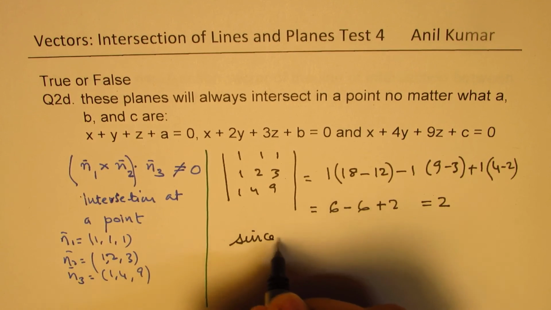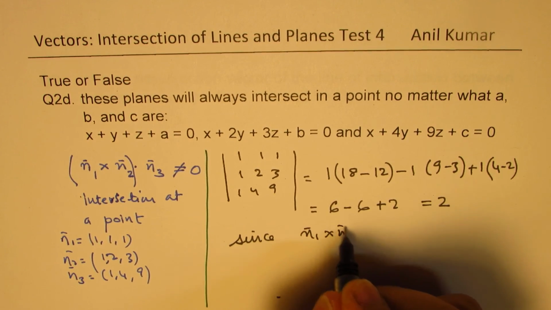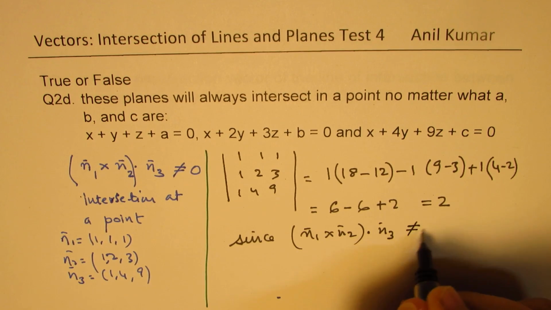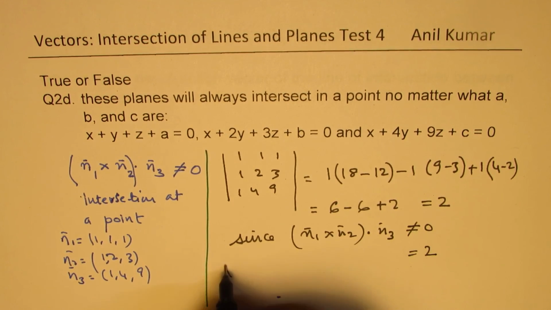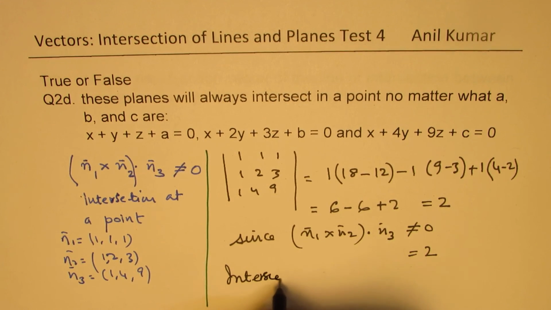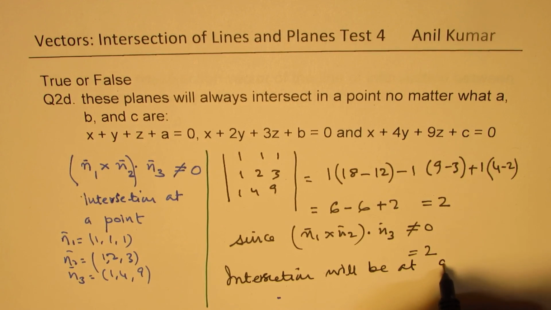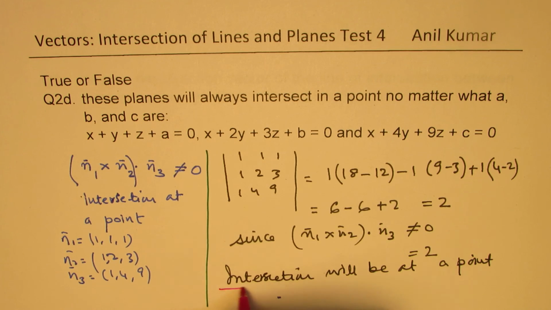Since the scalar triple product, a very important condition actually, is not equal to 0, it is equal to 2, right? Intersection will be at a point. Is that clear? Now this is a very important criterion which is missed many times by the students, and I hope that is going to help you a lot in solving any test paper based on lines and planes and their intersections.